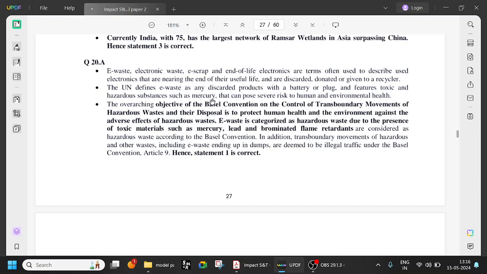So from that point of view, Basel Convention already it will come in banking reforms also. Basel 1, Basel 2, Basel 3. Basel is a town in Switzerland. So Basel 1, 2, 3 norms, those are related to banking, and this Basel Convention is regarding control of transboundary movement of hazardous waste and the disposal. That you have to remember. In addition, transboundary movement of hazardous and other waste, including e-waste ending up in dumps, are deemed to be illegal traffic under this Basel Convention.